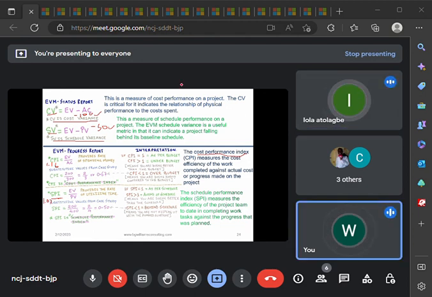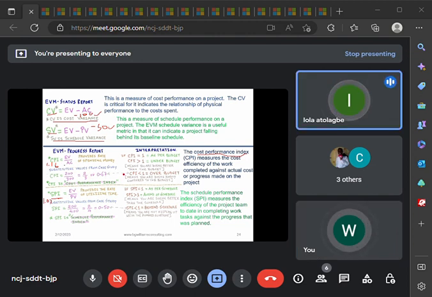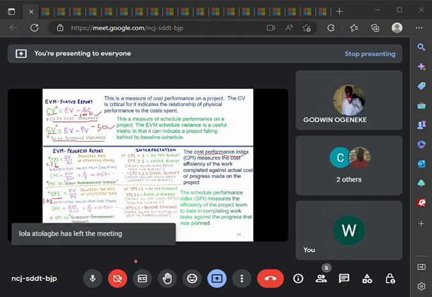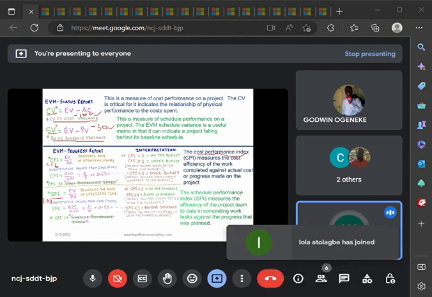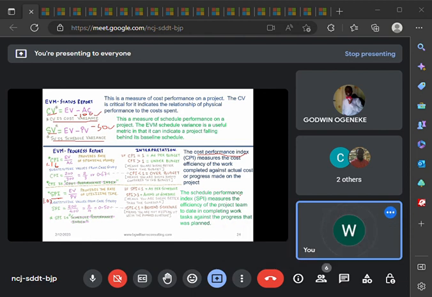So with this, Lola, can you interpret our result for us? CPI is equal to 1.16, SPI is equal to 1.03. What is the interpretation? Hello, Lola, are you there? Okay, Mr. Wale, can you help us out, please?